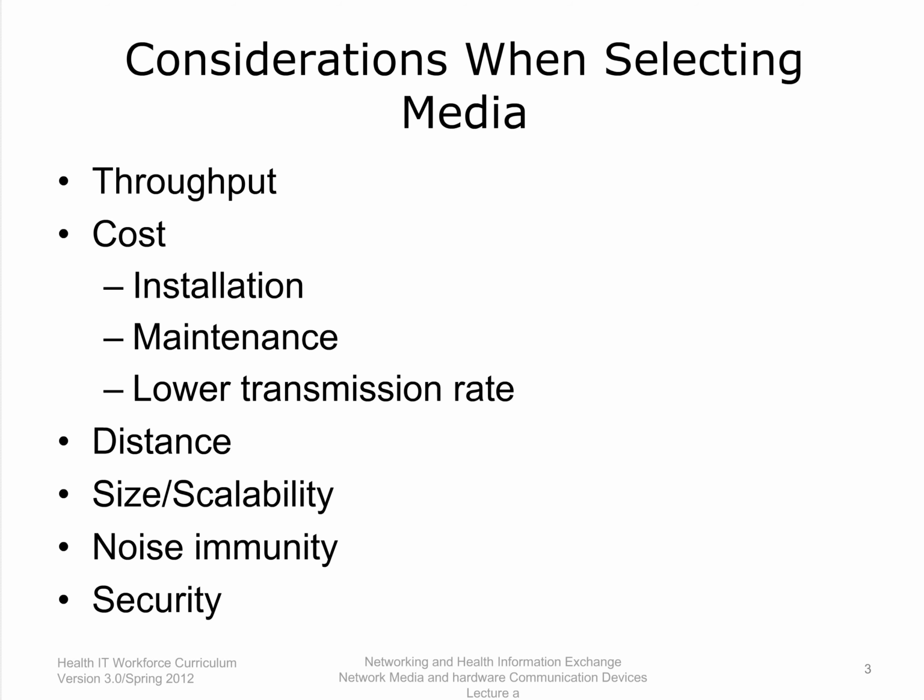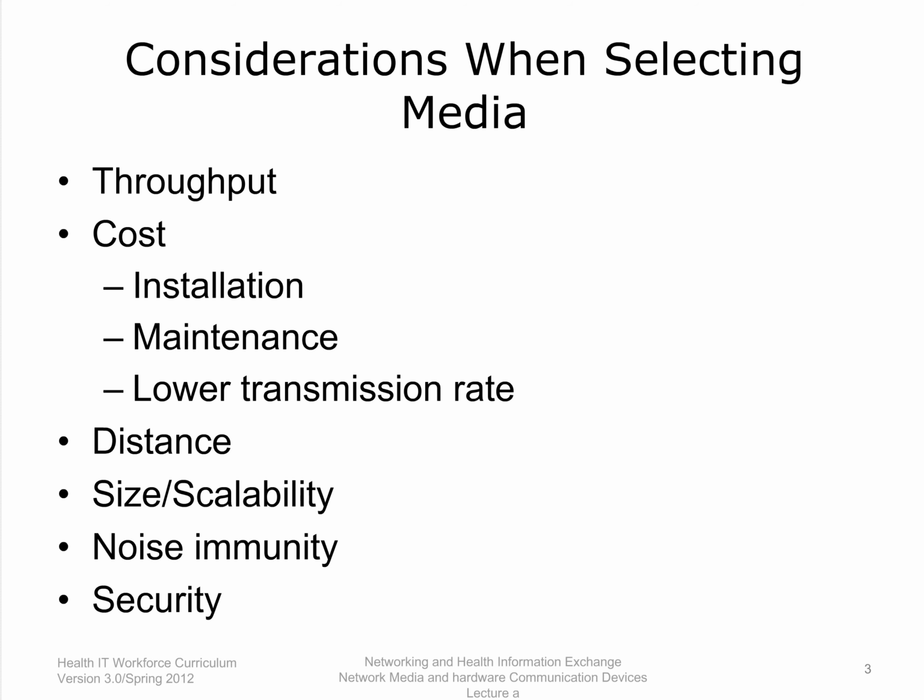When selecting the media to use on your network, there are many things to consider. First, you need to consider bandwidth. You have to make sure you have a big enough pipe for your data to flow through. Remember, the greater the bandwidth, the more data you can transmit.